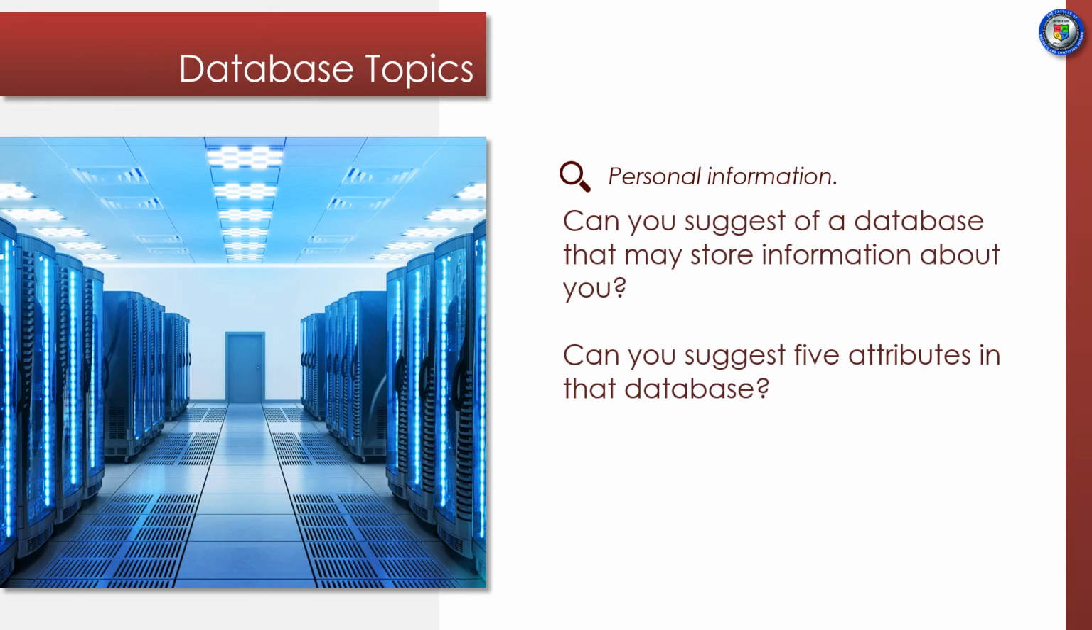As suggested earlier, there are lots and lots of information stored in a variety of different places and things. Can you think of any other practical suggestions of a database that may store information about you? Can you think of at least 5 attributes that database may contain?